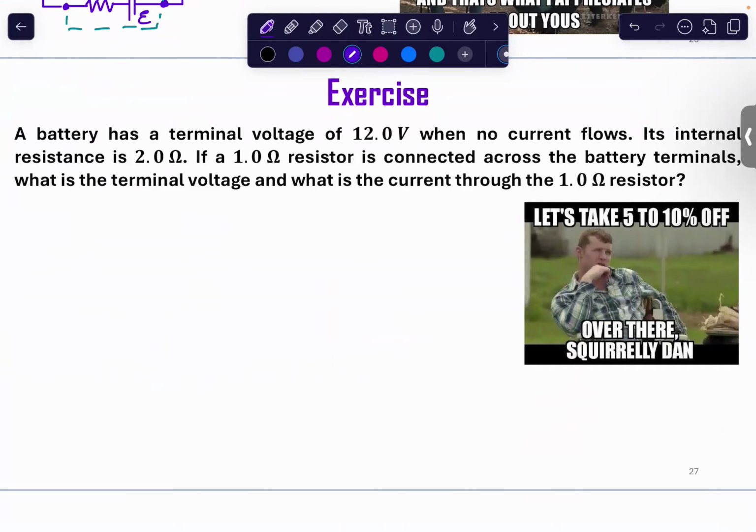Let's go ahead and work through a problem. Battery has a terminal voltage of 12 volts when no current flows. What letter would I associate that with? The terminal voltage. What do you think terminal means? So it is the EMF. The term in circuitry, terminal does not mean the end. Terminal means the terminals of the battery. What voltage do you get when you stick that battery in a circuit and the terminals are connected?